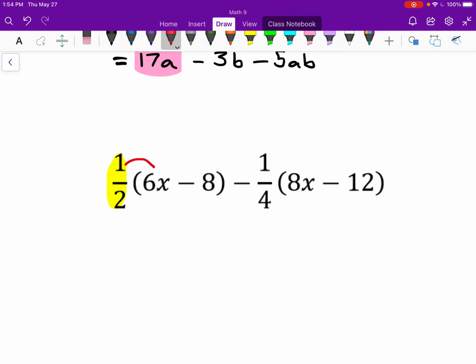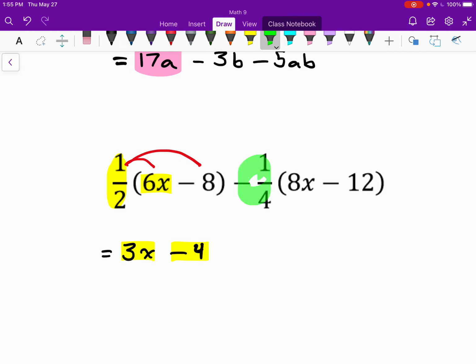So 1/2 times 6x. It's really just 1/2 times 6 I need to think about. 1/2 times 6 is the same as half of 6, which is 3. And then x times nothing else, so just that. So 1/2 times 6x is 3x. And then I have 1/2 times negative 8, which is another way of thinking about that is half of negative 8. And half of negative 8 is negative 4. There's the first part done.